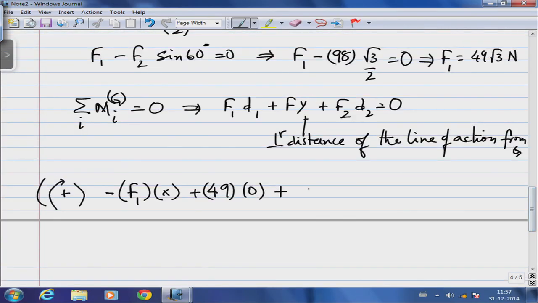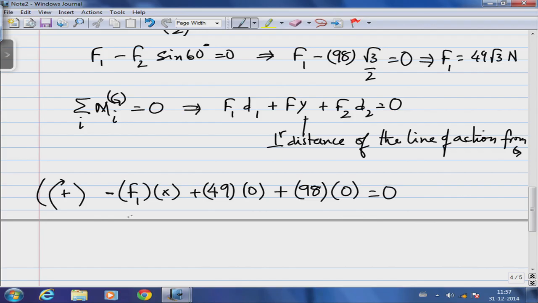plus F2, which is the weight of the body, which is 98 newtons, also passes through the center of mass. Therefore, the perpendicular distance to its line of action is also 0.